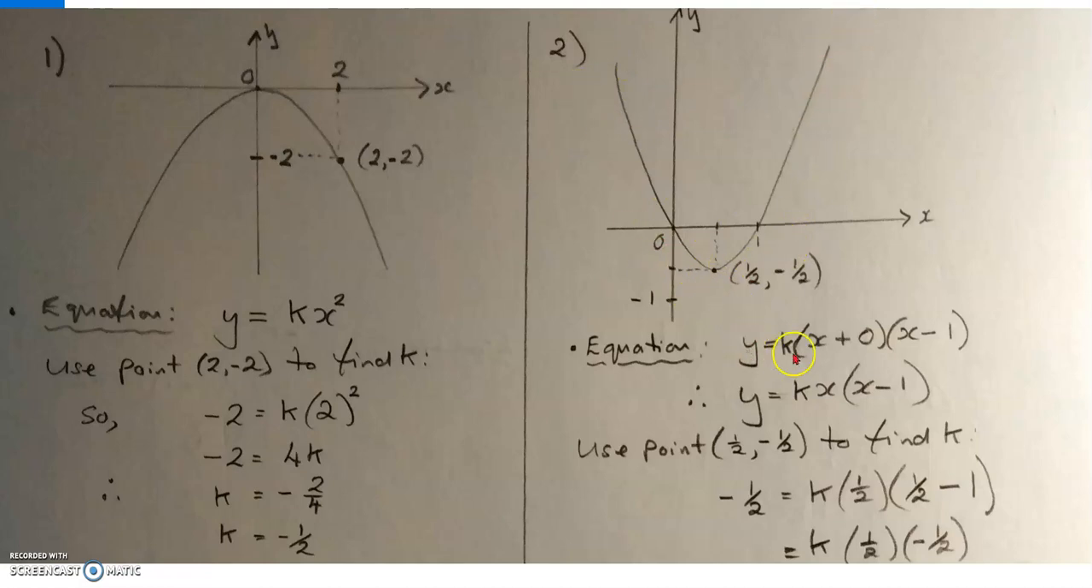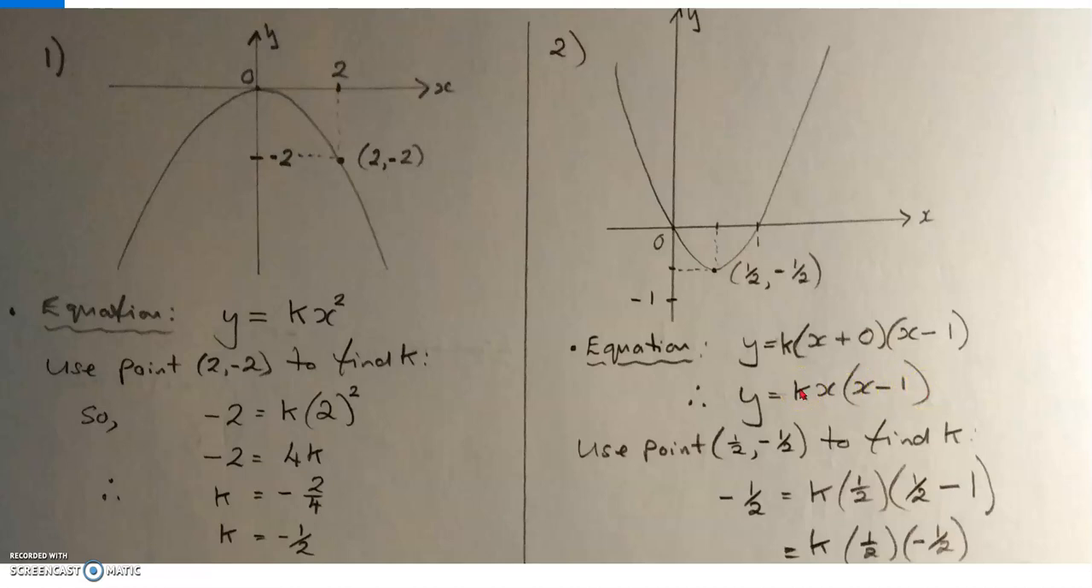And so we can think of it as y equals k, x plus or minus 0, that's bringing out that point there, brackets x minus 1 for that point there. And of course, x plus 0 is just x. So this is the more grown-up way of writing the equation. Y equals kx, brackets x minus 1, close your brackets. Now we need to find k.